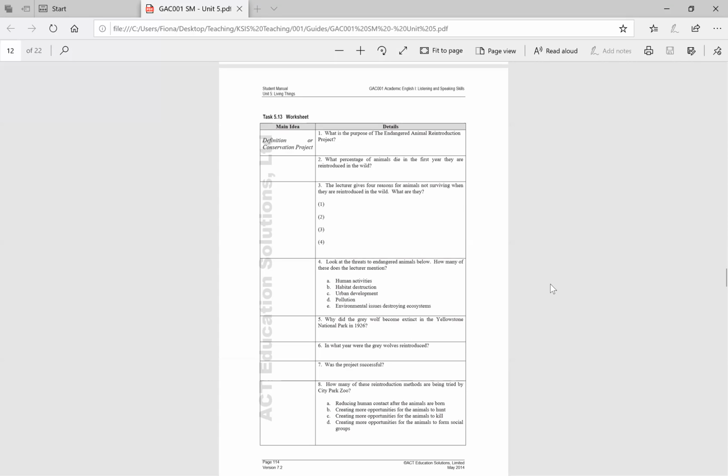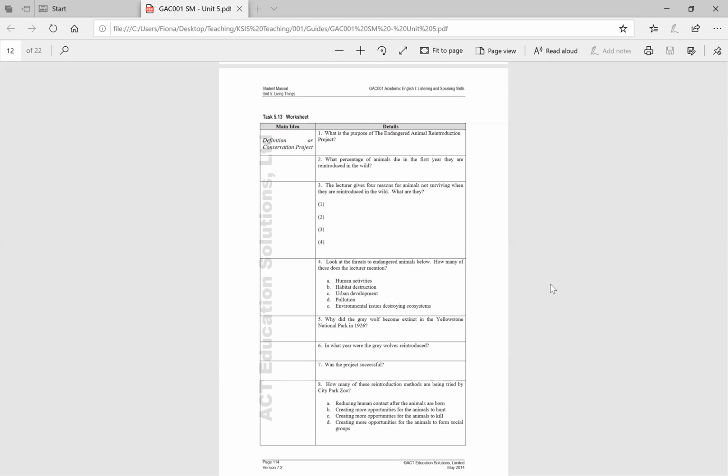So it says the purpose, not what they're doing, but the purpose. And the purpose was, as he just said, to increase the population size of those endangered animals and prevent them from becoming extinct.